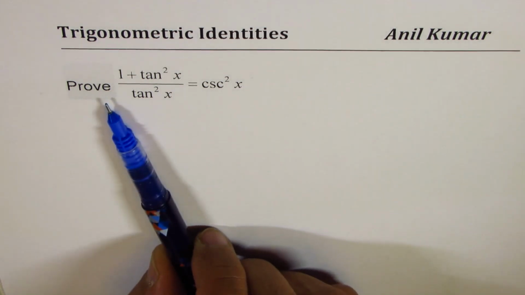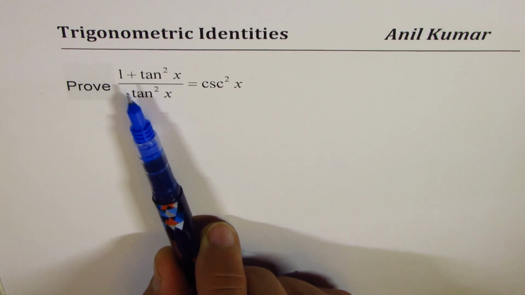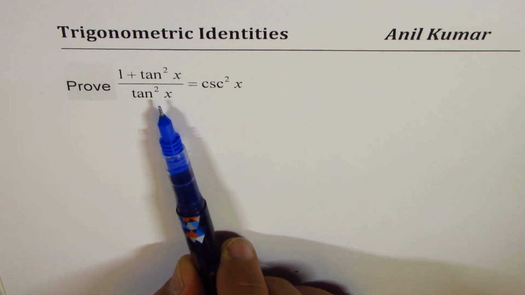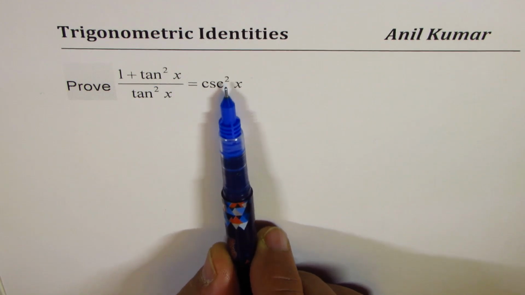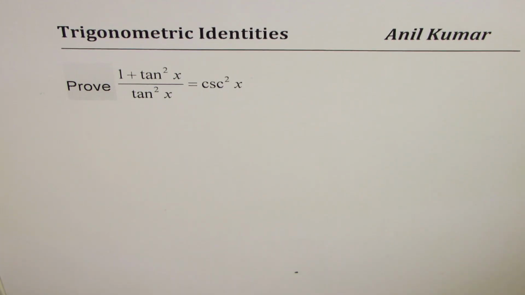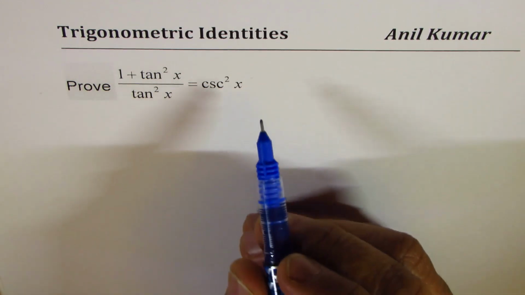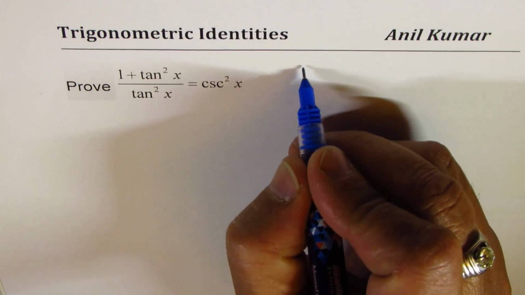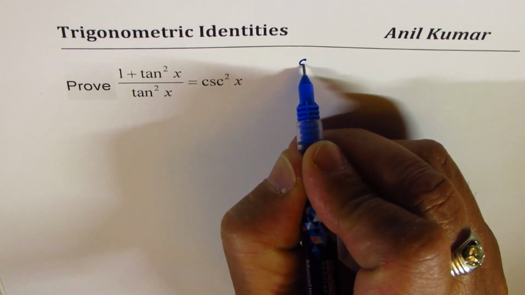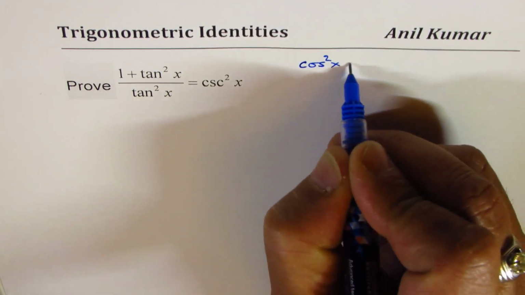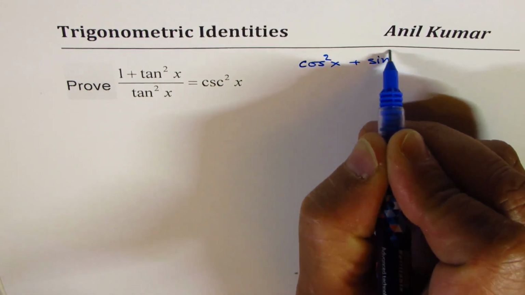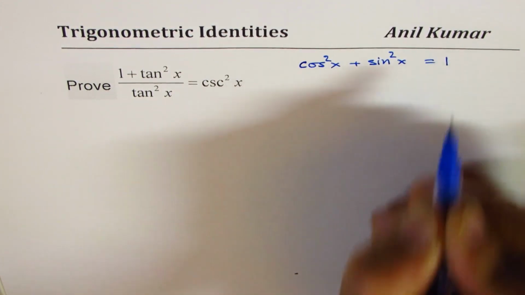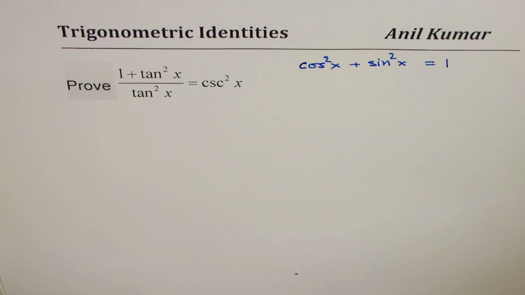Here's the very first one, which is: prove (1 plus tan square x) over tan square x equals cosecant square x. So it's kind of a review for us. What I will do here is start with the very basic trigonometric Pythagorean identities. For example, you all remember cos square x plus sine square x is equal to 1. That is the basic Pythagorean identity which we all know.